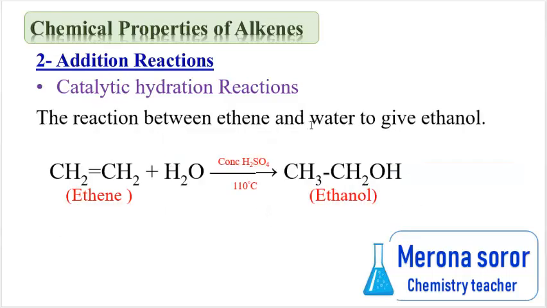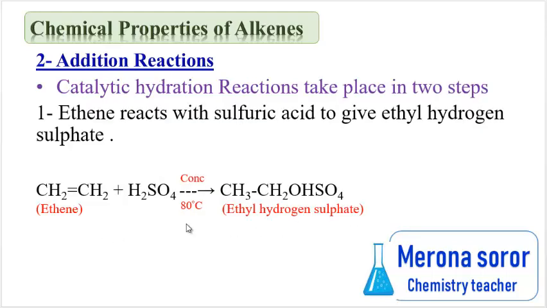The reaction between ethene and water gives ethanol. CH2=CH2 plus H2O gives CH3CH2OH. Ethene changes to ethanol in the presence of concentrated sulfuric acid at 80 degrees Celsius.